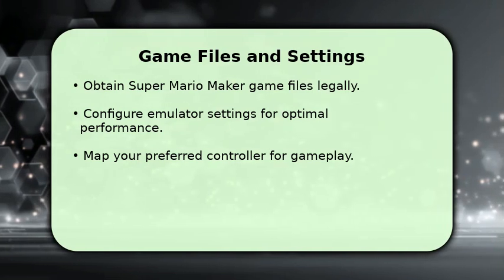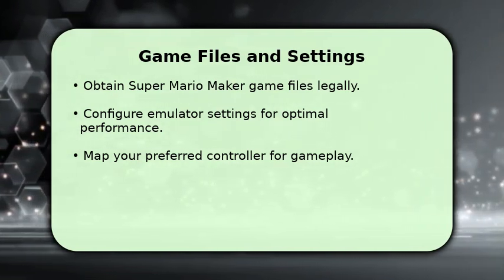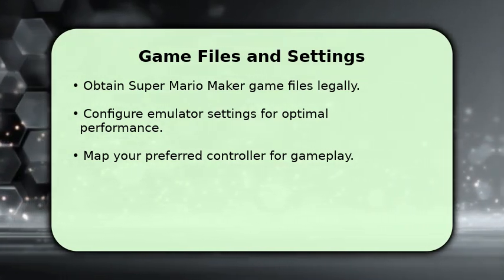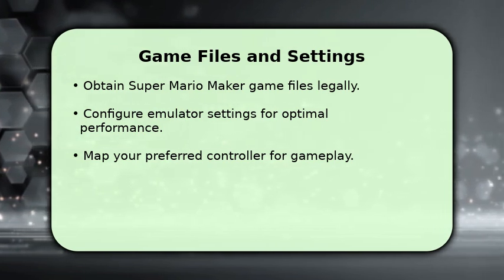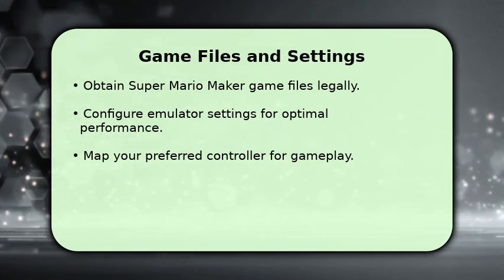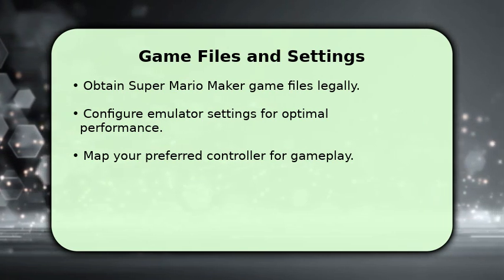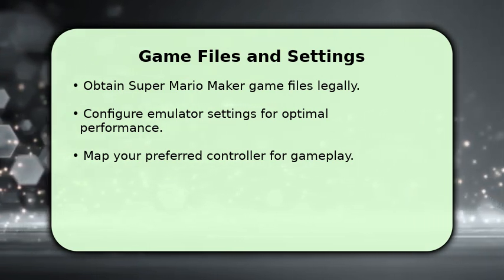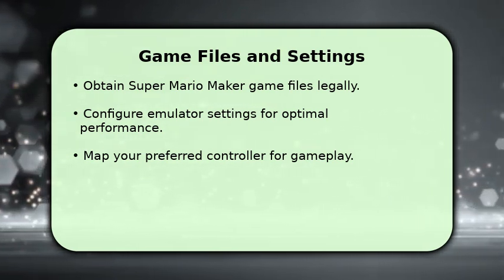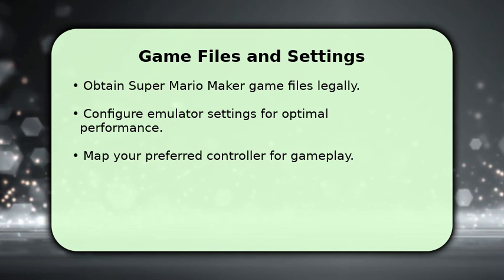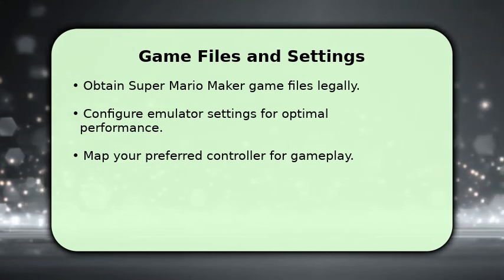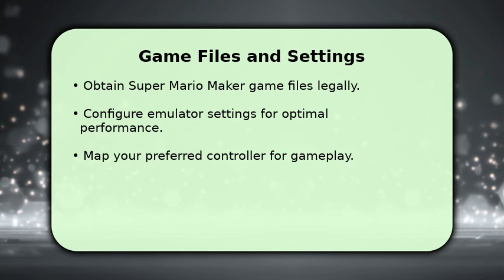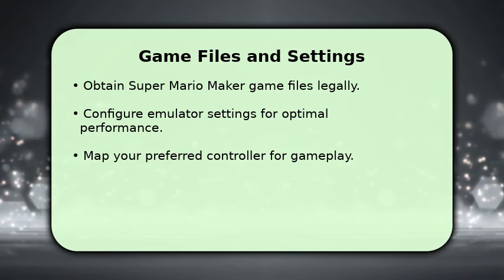Next, you'll need the Super Mario Maker game files. It is crucial to obtain these legally, for example, from a game you already own. Once you have the files, open your emulator and adjust its settings. Focus on graphics and input configurations to optimize performance and visual quality. Finally, map your keyboard or a compatible controller for the best playing experience.